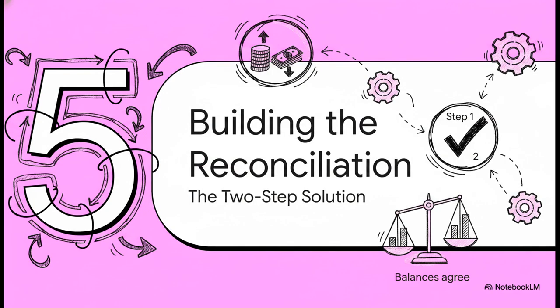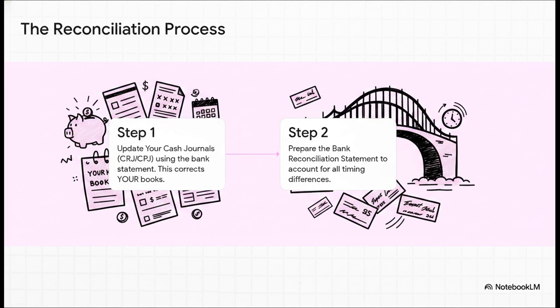And finally, Section 5. Let's bring it all home. We figured out the two main reasons for the discrepancies: perspective and timing. Now we're going to use a really simple two-step process to make those two balances finally shake hands and agree. It really is this simple. Step 1 is all about getting your own house in order. You take all those things from the bank statement, the service fees, the interest, those direct deposits, and you update your own cash journals. That gets your book balance to what it's supposed to be.